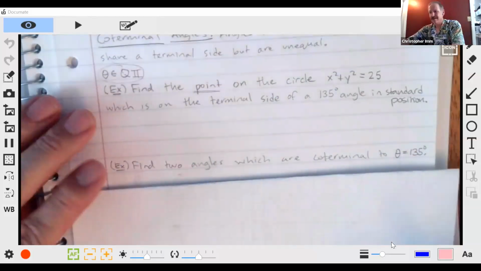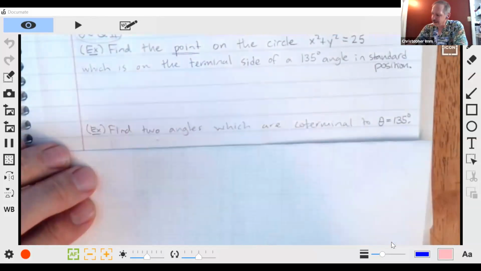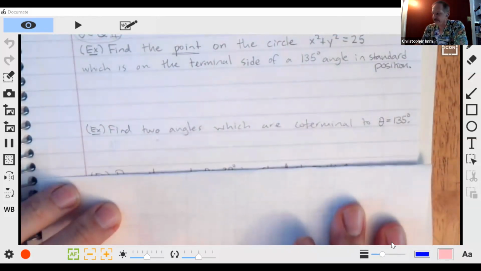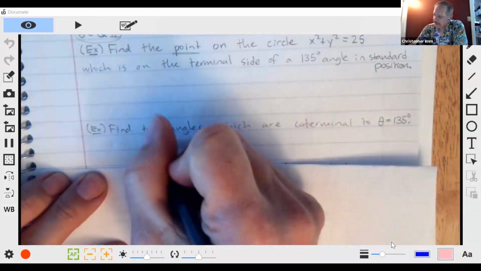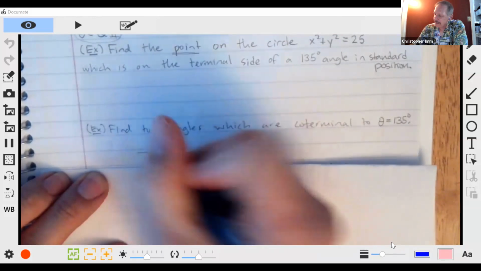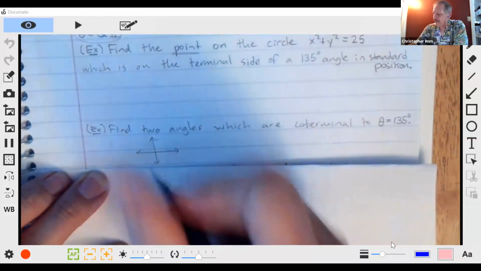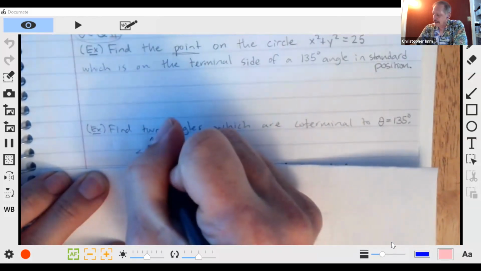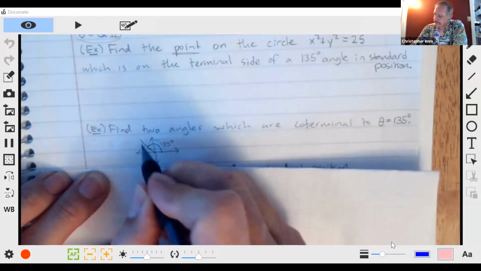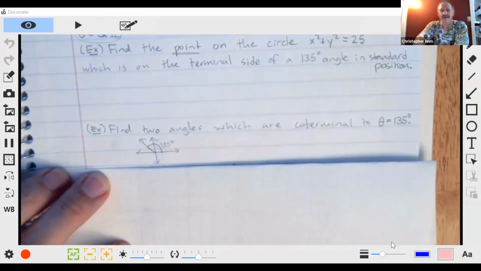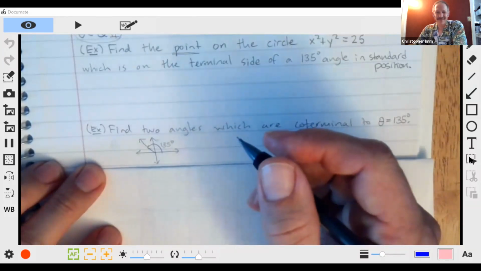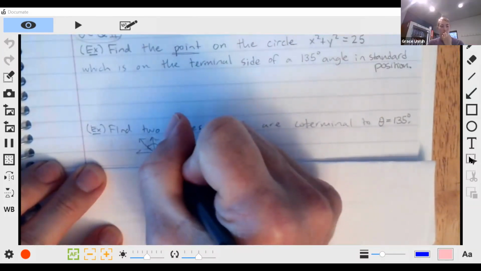Coterminal angles. So we found the answer to this one. I want to know 2 angles that are coterminal to that 135-degree angle. So we were just looking at 135-degree angles. Can somebody give me one and somebody give me another one? You can blurt it out or type it in chat with degrees. -225. Okay, that's a good one.